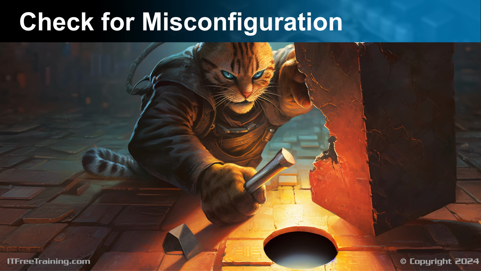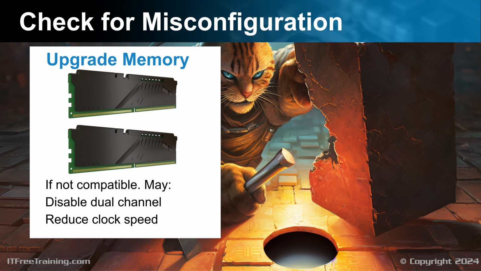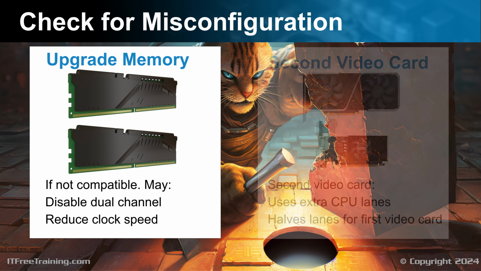Misconfiguration often results in decreased performance. If you observe a slowdown after an upgrade or maintenance, it's crucial to examine any recent modifications to identify potential causes of the issue. For example, adding an extra memory module that is not compatible with those already present may disable dual channel. It may also reduce the clock speed of the other memory modules. Either can reduce the performance of the computer.